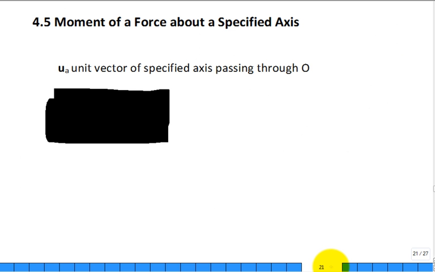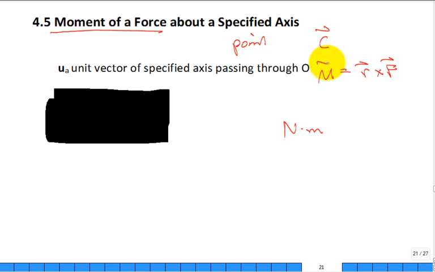We have enough time. We need to jump into section 4.5. We have been talking about calculating the moment of a force about a particular point. Even in 3D, you get M_O equals r cross F. But that's a vector, isn't it? Yeah. So about a point, you can get a vector for the moment that force generates on that body. Often we're not interested in it. We're interested only in the moment along a particular axis that goes through that point O.